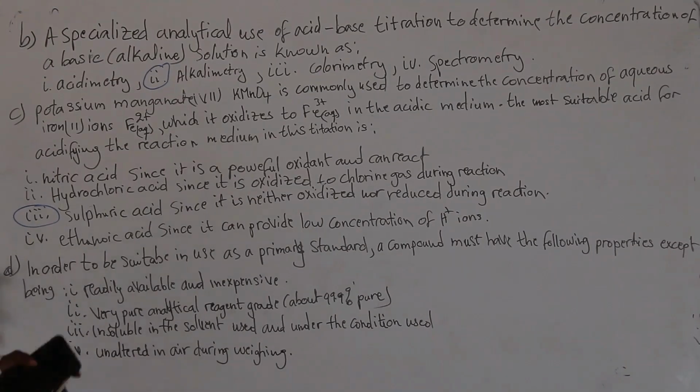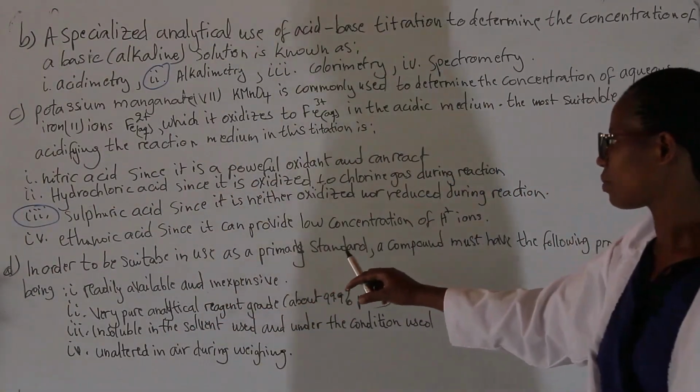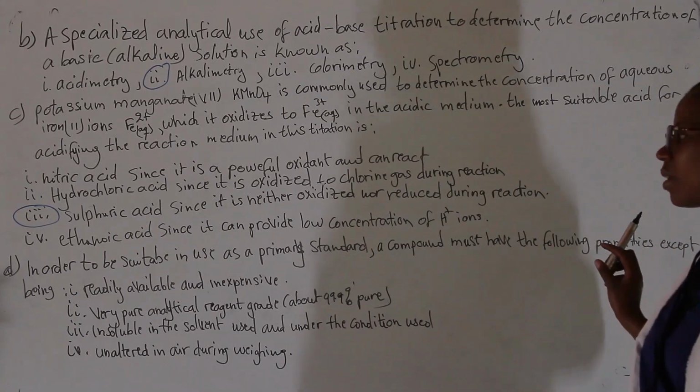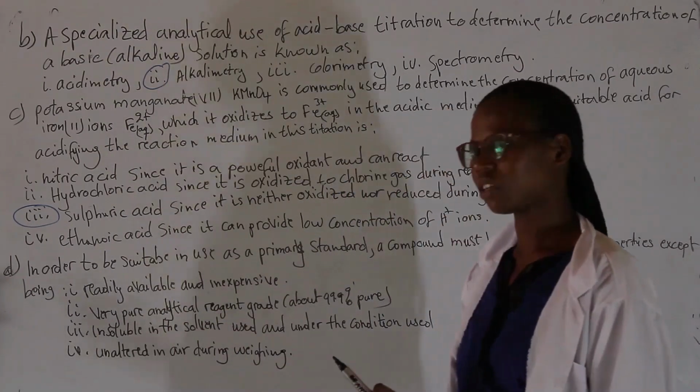For question number D, in order to be suitable for use as a primary standard, a compound must have the following properties except: readily available and inexpensive.